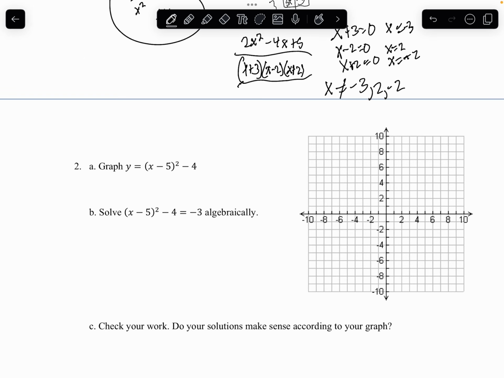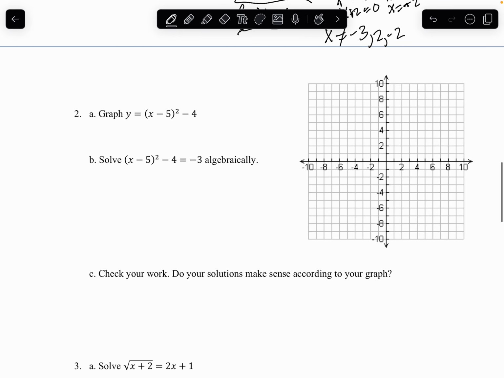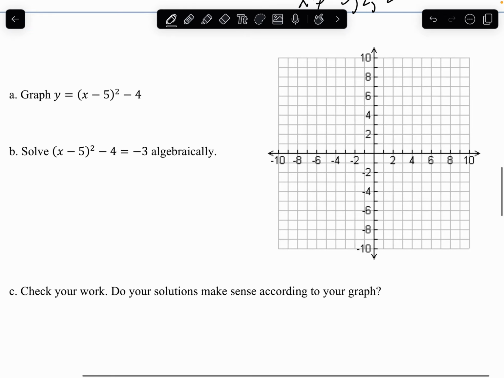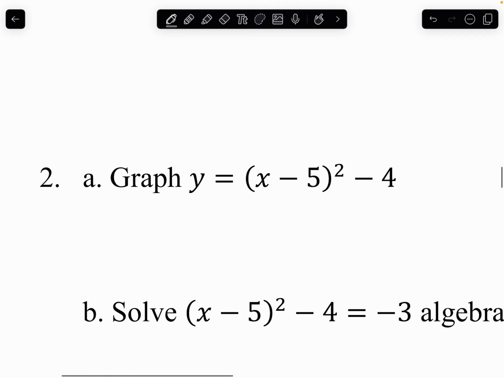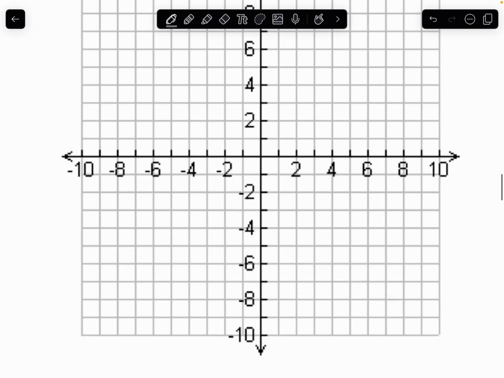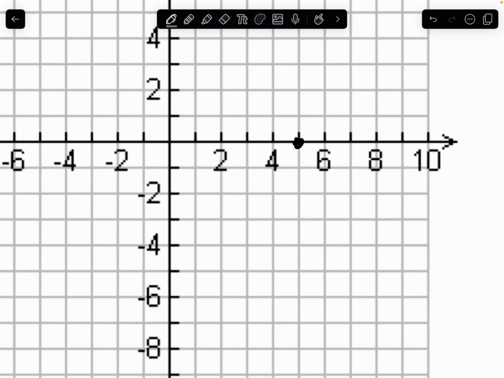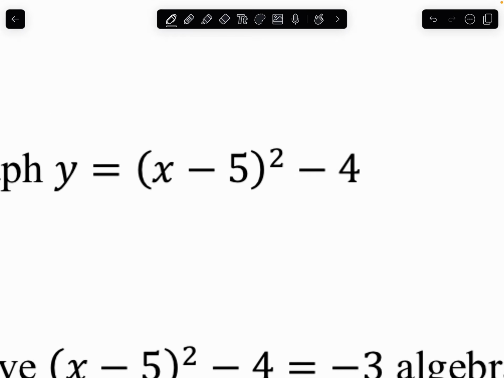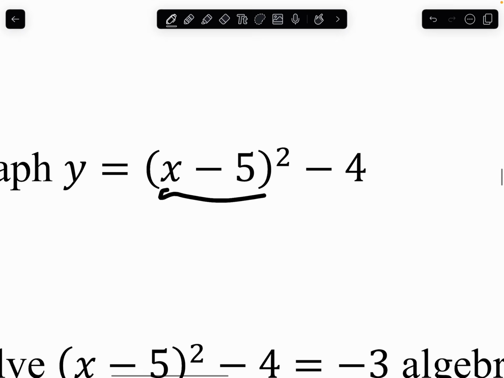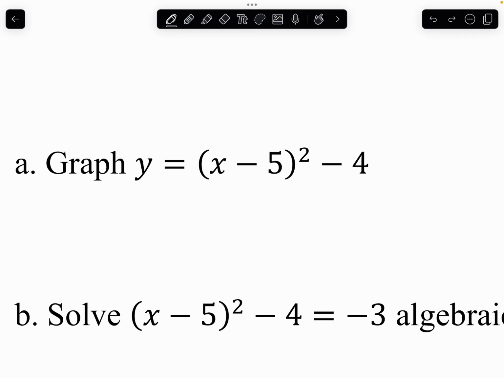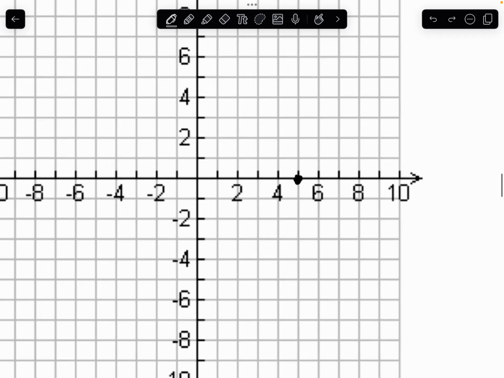Alright, now that we're done with that, we'll go on to question 2. It says graph (x minus 5) squared minus 4. So what we're going to do is graph the x coordinate. So it's going to be x equals 5, right here, because anything with the x in the parentheses is opposite. So negative 5 would make positive 5.